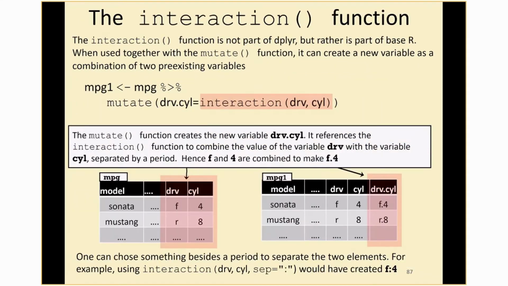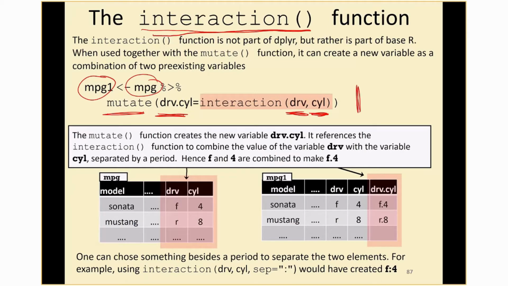Now I want to look at the interaction function. The interaction function can be used to generate a new variable, which is a combination of two older variables. So what I'm going to do is use the mutate function to create a new variable called drive cylinder. I'm going to do that by combining the value of the variable drive with the value of the variable cylinder. So I'm going to create MPG1 based on MPG and this code.